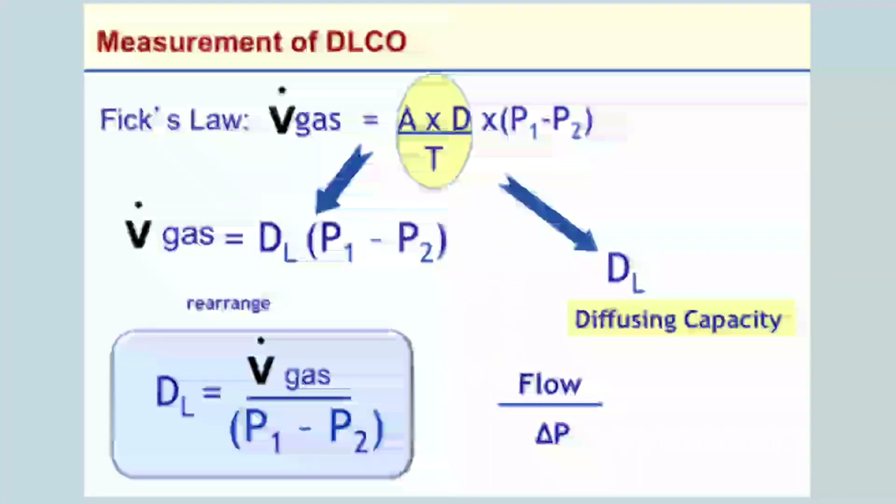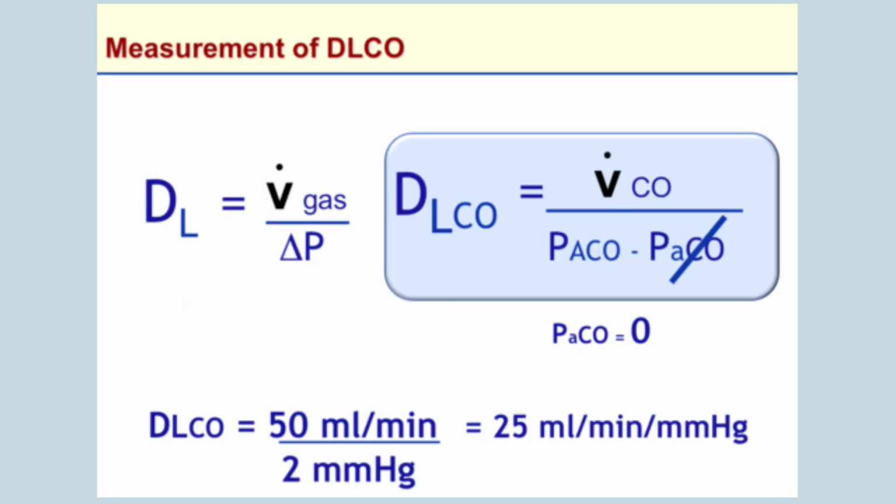Now, what is the value of this diffusing capacity of carbon monoxide? That we can derive by Fick's law. We know that rate of diffusion is equal to A into D divided by T into the pressure gradient. A into D divided by T is taken as the diffusing capacity. So if we solve the equation, the diffusion capacity DL is equal to flow divided by P1 minus P2. In case of carbon monoxide, this is 50 ml per minute divided by 2 millimeter of mercury, that is around 25 ml per minute per millimeter of mercury. So that is the diffusion capacity of lung for carbon monoxide, we take it as a standard value.